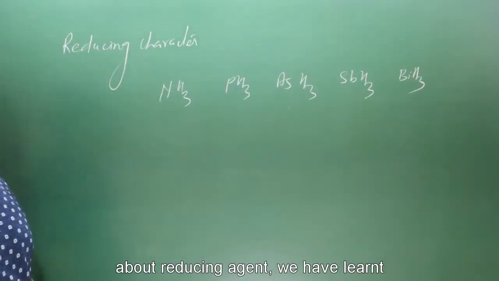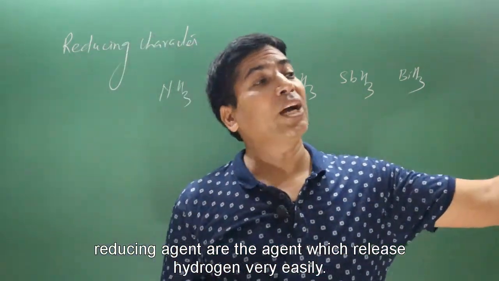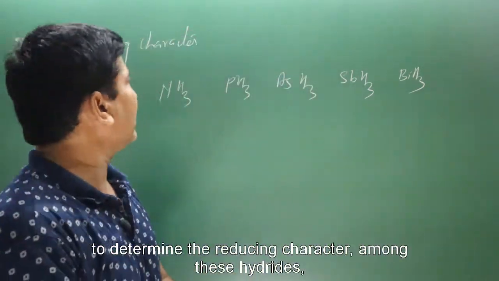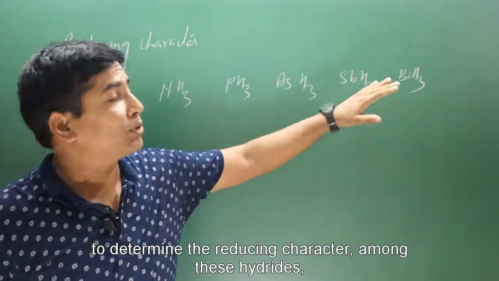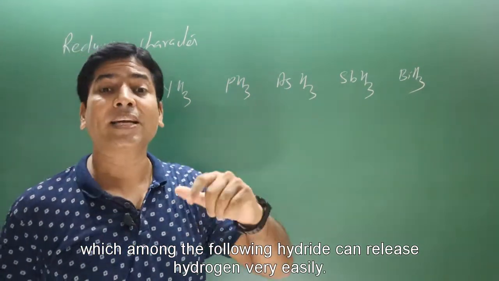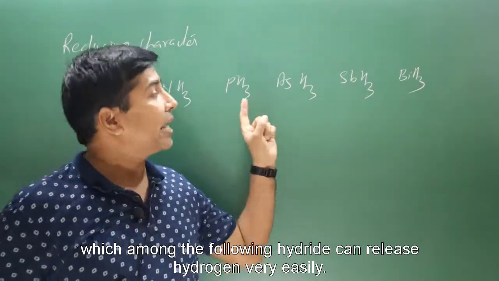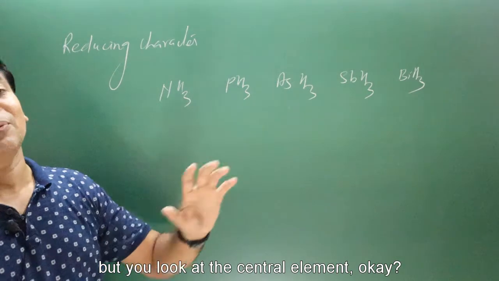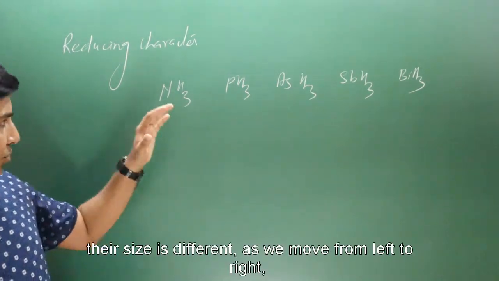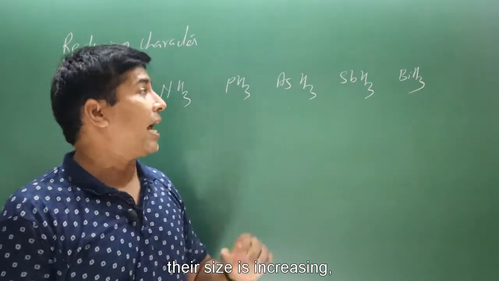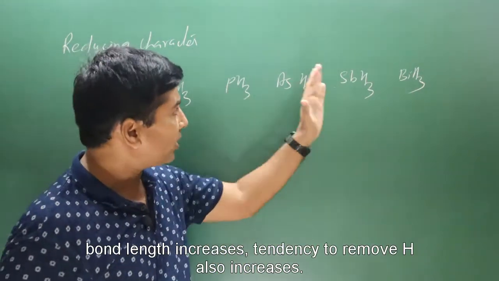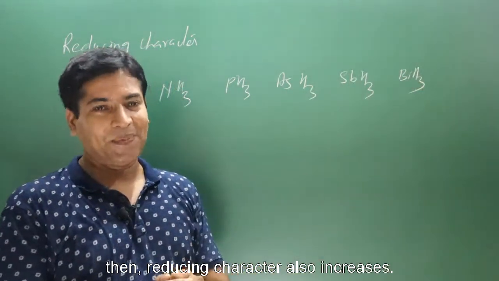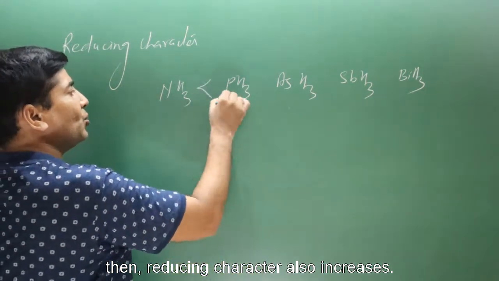About reducing agents, we have learned that reducing agents are the agents which release hydrogen very easily. Oxidizing agents are the agents which release oxygen. To determine the reducing character among these hydrides, you need to check which hydride can release hydrogen very easily. Hydrogen is the same in all these hydrides, but look at the central element. Their size is different. As we move from top to bottom, their size is increasing. As the size increases, bond length increases. As the bond length increases, the tendency to remove hydrogen also increases, then reducing character also increases.